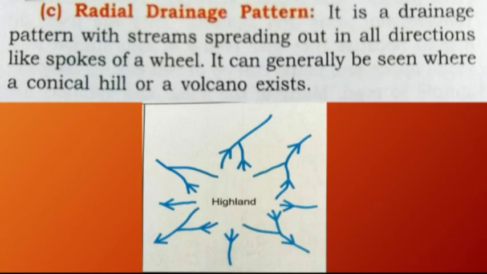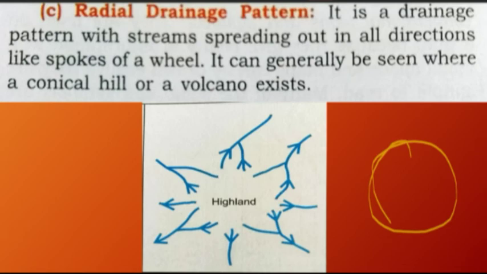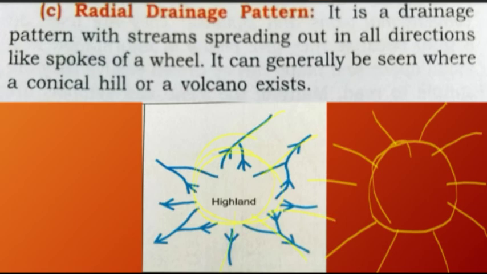Radial drainage pattern. It is a drainage pattern with streams spreading out in all directions like spokes of a wheel. Just imagine the spokes of a wheel like this. Okay, so you can see this is radial, and just imagine it like that. It is a drainage pattern with streams spreading out in all directions like spokes of the wheel. Yes, it is spreading in all directions. In all the directions there are drainage patterns.